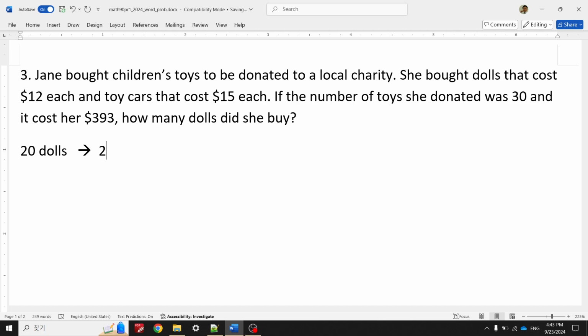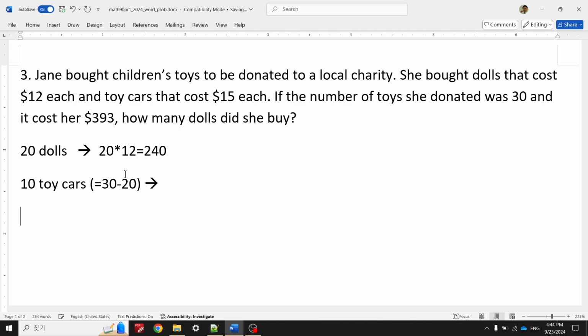How do you get that? 20 times 12, right? So it's 240. Okay, if you bought 20 dolls, how many toy cars would you buy? 10. How do you know it's 10 toy cars? Right, because there's 30 total, and 10 toy cars is 30 minus 20. Right? That's what it is.